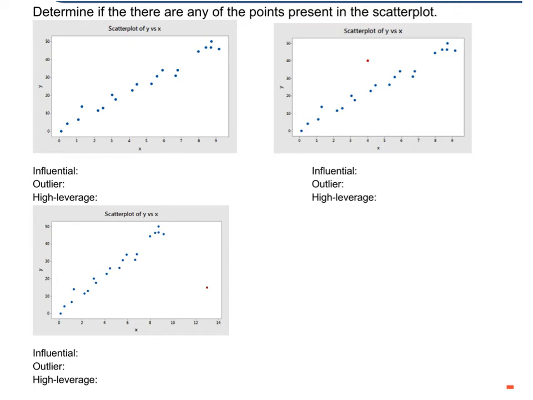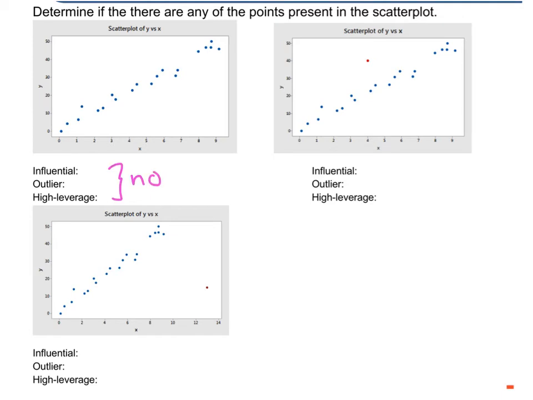So when I glance at this, I'm looking for any outliers. So I don't see any outliers really here. And I don't really see any high leverage points, meaning therefore I don't really have any influential. So I'm going to answer no to all three of these.